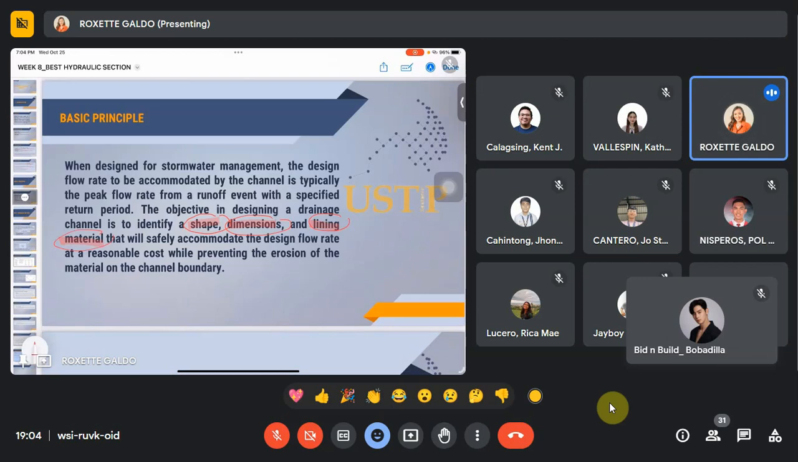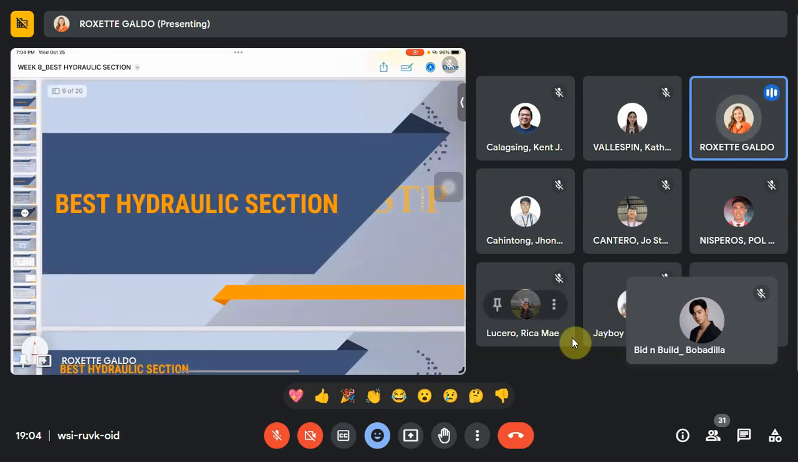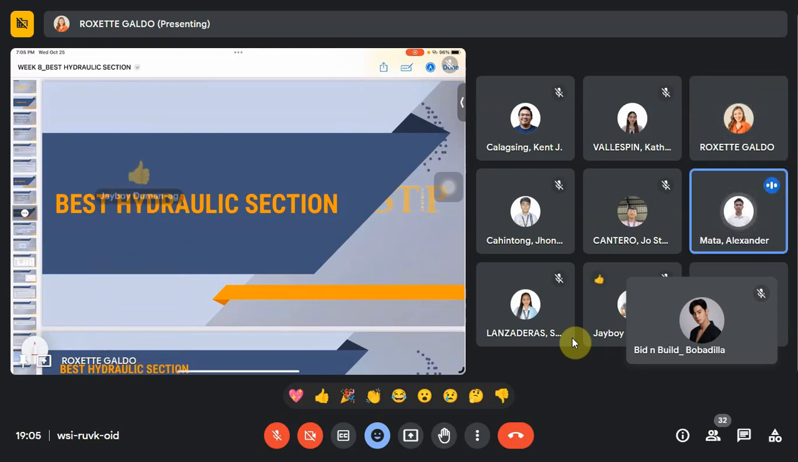Okay. So, in relation to that, let us have the best hydraulic section. Now, if I may ask you, have you heard this phrase, best hydraulic section? Have you heard this one? Nakarinig ba mo? Kuan ma'am, kanang most efficient section. Okay, so that's very good. So it is the most efficient section.